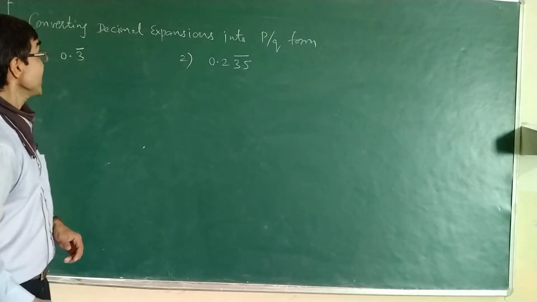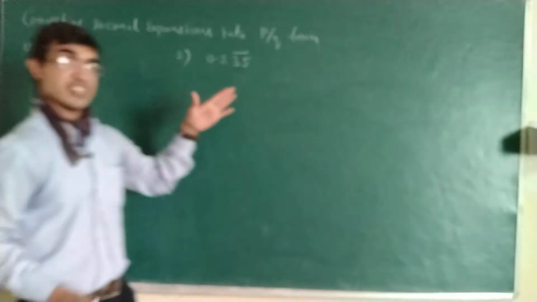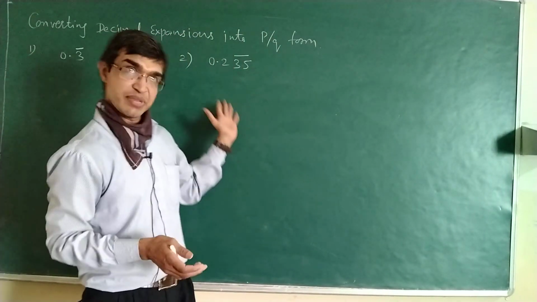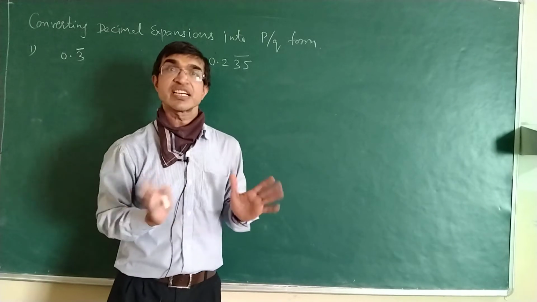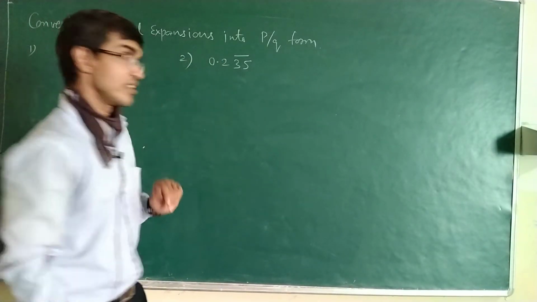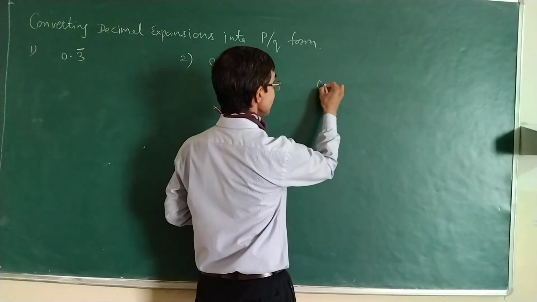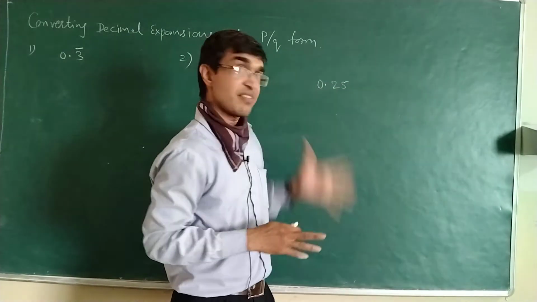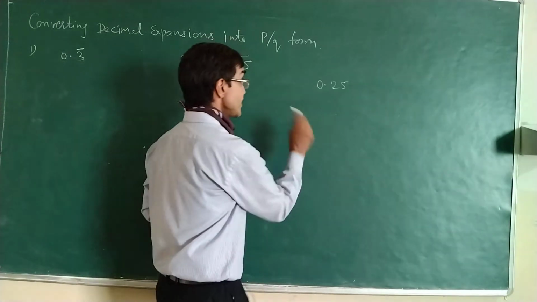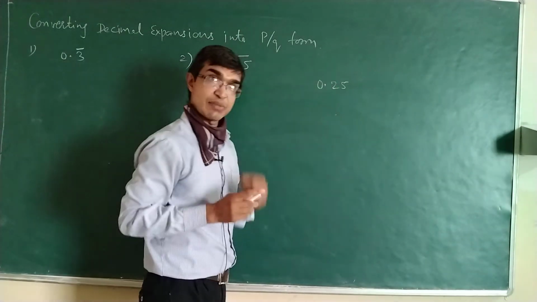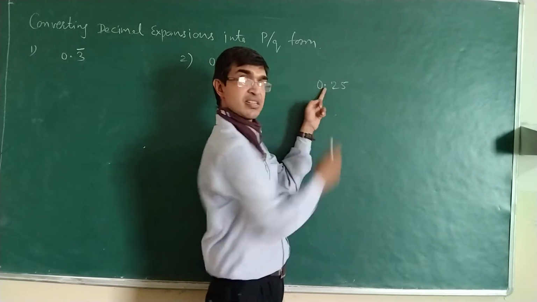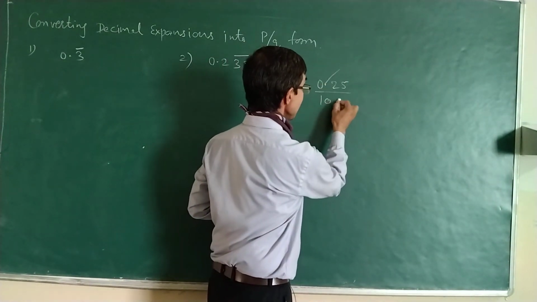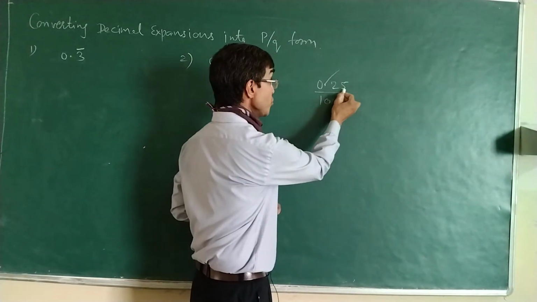Our next topic is converting decimal expansions into p by q form. Decimal expansions can be terminating or non-terminating recurring. If it is only terminating, let's say 0.25, this is a terminating decimal expansion. How will we convert it into p by q form? Just check how many digits there are after the decimal. Here 2 digits are there. So we remove the decimal and divide by 100, because 2 digits are there.